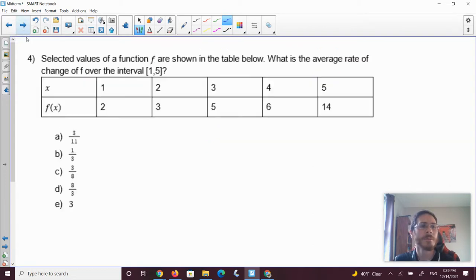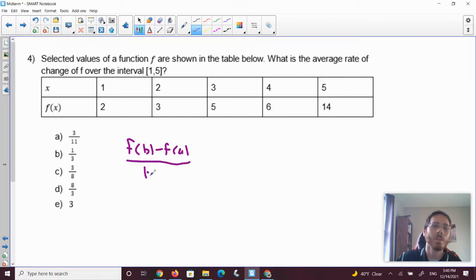All right. For number 4, we have to find the average rate of change. So the average rate of change formula, that's our f of b minus f of a over b minus a. We have our interval 1 to 5, so this is going to be a, that's going to be b. So what we want to do is just look all this information up in the table that we're given. So f of b is going to be 14, because b is 5. To get a is 1, so f of a is going to be 2.